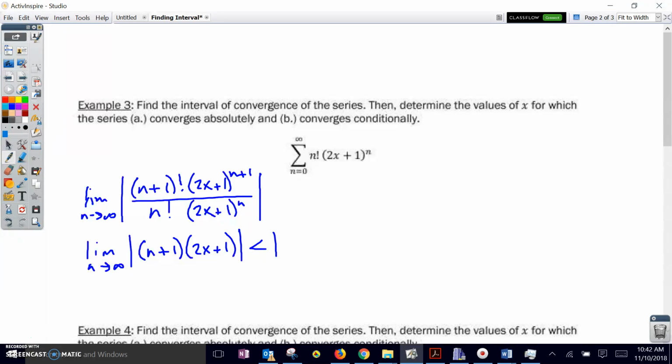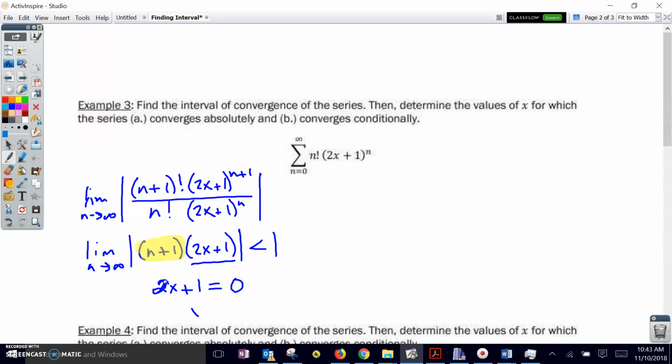Now, we've got a little bit of a problem here in that as n approaches infinity, this n plus 1 inside the absolute value also approaches infinity. And so this is going to be one of those situations where the only way that what's inside of here can be less than 1 is if in fact it's equal to 0. And the only way that can happen is if this quantity 2x plus 1 is equal to 0. That's the only way we can get what's inside here to be less than 1.